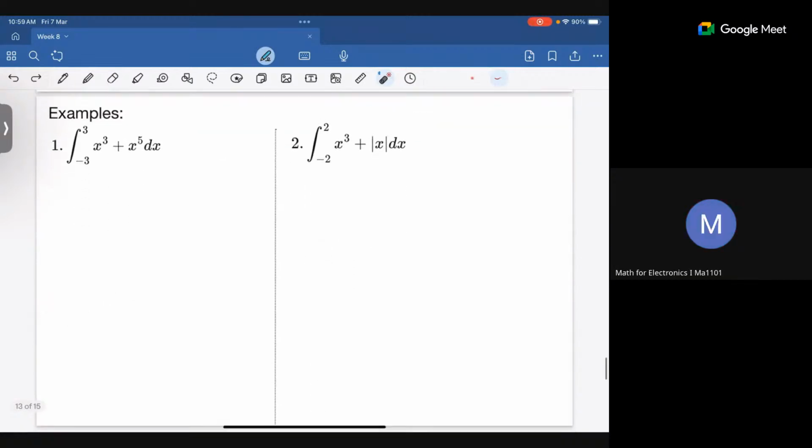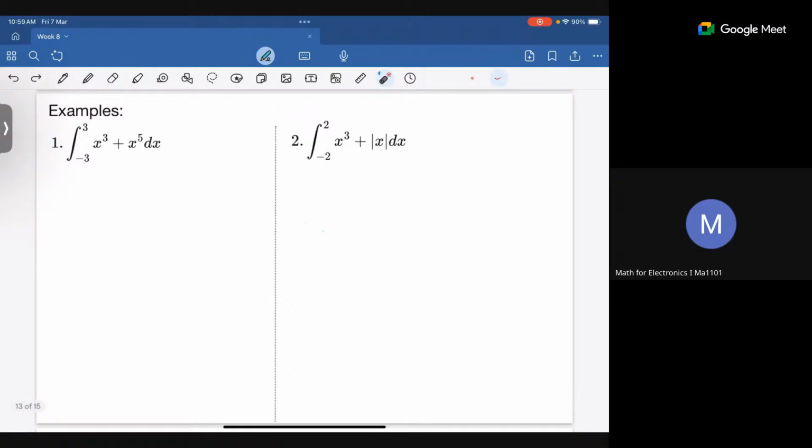Yes, sir. Okay. So you see this integral. At first glance it might look scary. It may not be that scary, but it might look scary. But if you see the inside, x cube plus x power 5, what is it? Is it an even function or an odd function? So x cube is an odd function, plus x power 5 is an odd function. Odd function, sir.